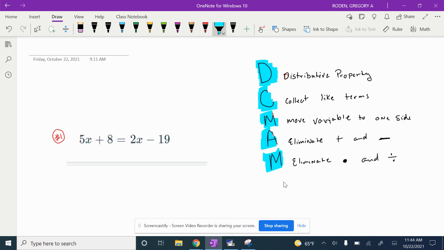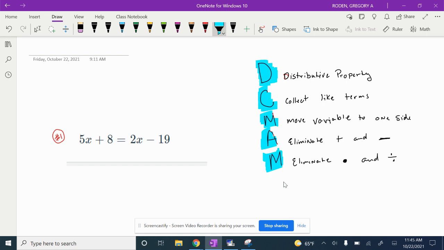D in don't stands for the distributive property. So you want to eliminate your parentheses using the distributive property first, if there are parentheses. Next, you want to collect all your like terms. M stands for move the variable to one side. A stands for eliminate addition and subtraction. And the last M stands for eliminate multiplication and division.